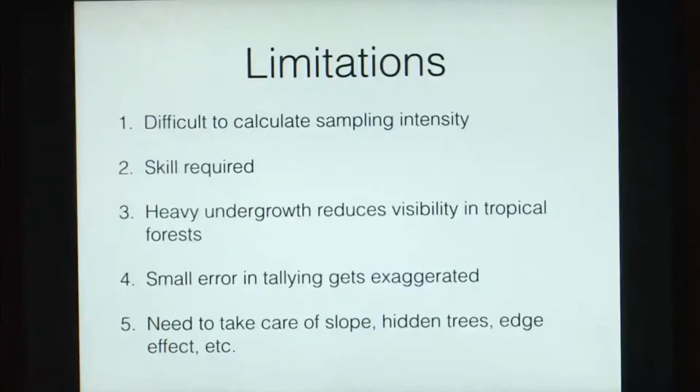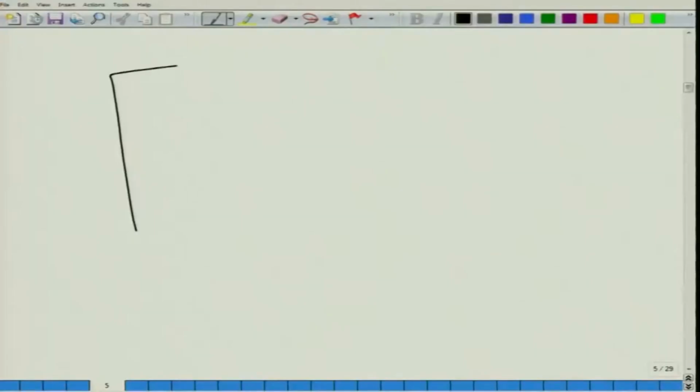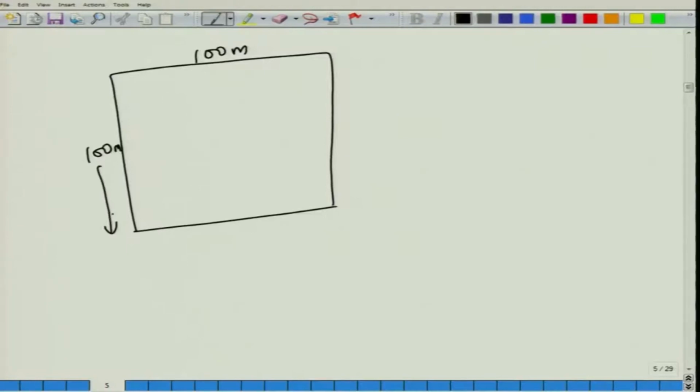Another limitation is that you require huge amounts of skill when you are using point sampling. Essentially, in the case of fixed area sample plots, you can even outsource that to people who do not have huge amounts of skills, because you only need to know how to set up a fixed area sample plot. So, if we wanted to set up a fixed area sample plot of say 100 meters by 100 meters, so this is a 1 hectare sample plot, how do you go about doing it?